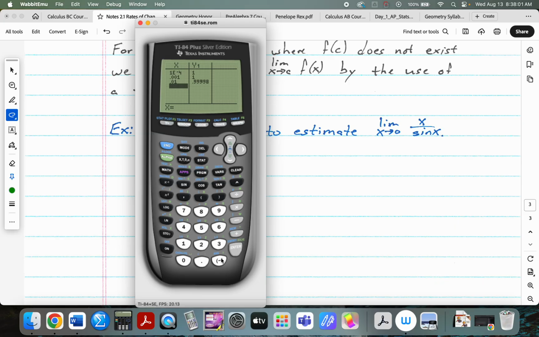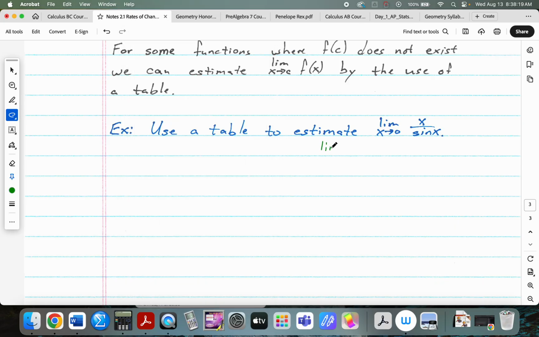And I'm also going to check on the other side. So negative 0.001. It agrees. So the left and the right sides must agree. If they do not, that limit does not exist. So according to this table, the limit as x approaches 0 of sine of x over x is approximately 1. You can also get that by graphing it and tracing really, really close to 0.